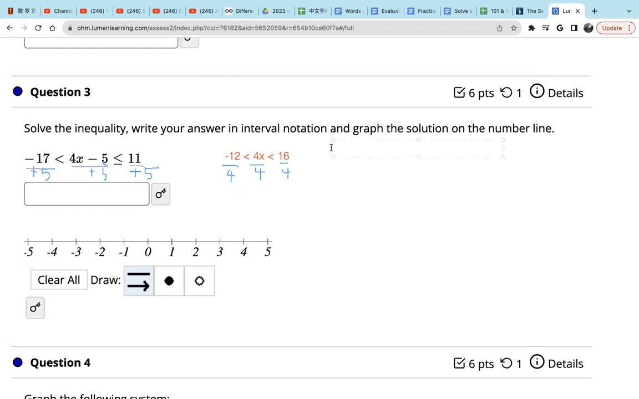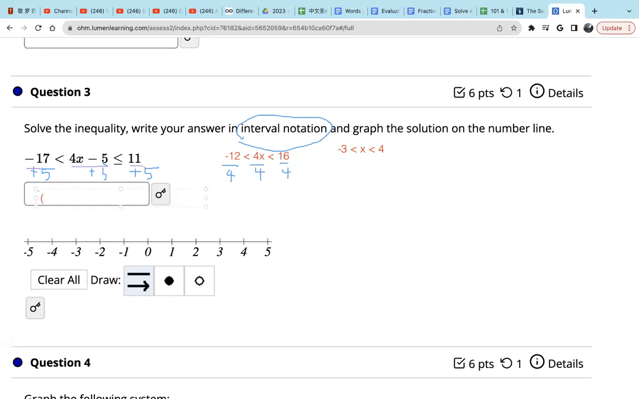So what do we get? We get negative 12 divided by 4, that's negative 3. 4x divided by 4, that's just x. Usually we don't bother to write a 1 in front of x. 16 divided by 4, that's 4. So that's our solution, right? But we want to write it in interval notation. So how do we write in interval notation? Let's put it here.